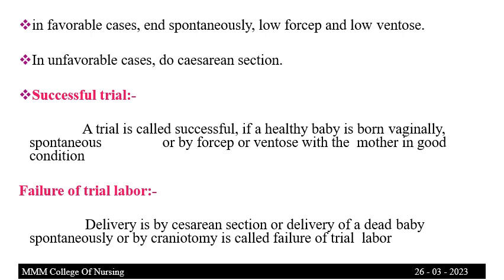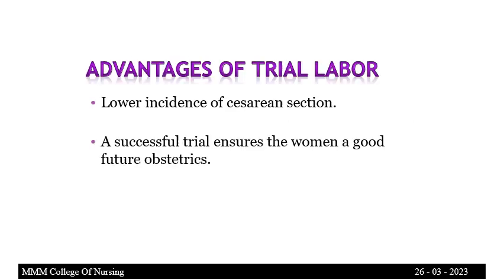What is a successful trial labor? A trial is called successful if a healthy baby is born vaginally, spontaneously or by forceps or ventouse, with the mother in good condition, without any perineal tear or similar injury. In failure of trial labor, delivery is by cesarean section, or delivery of a dead baby spontaneously or by craniotomy, and it is called a failed trial labor.